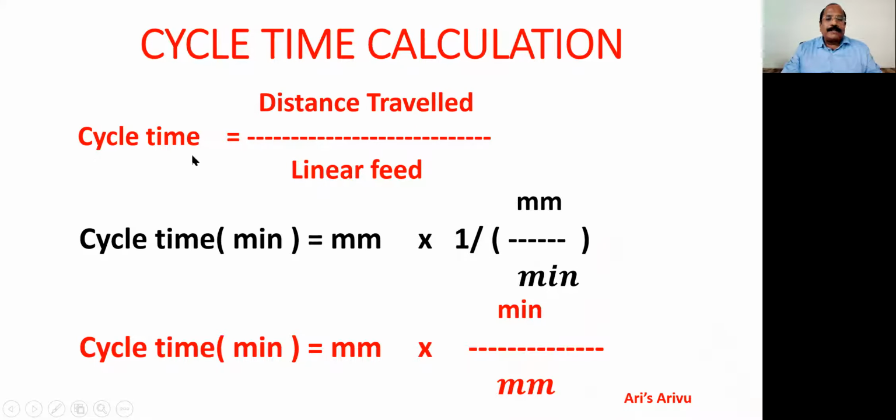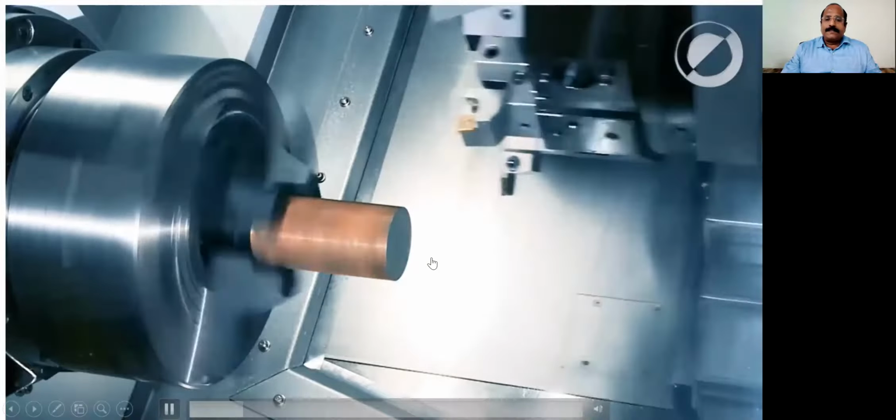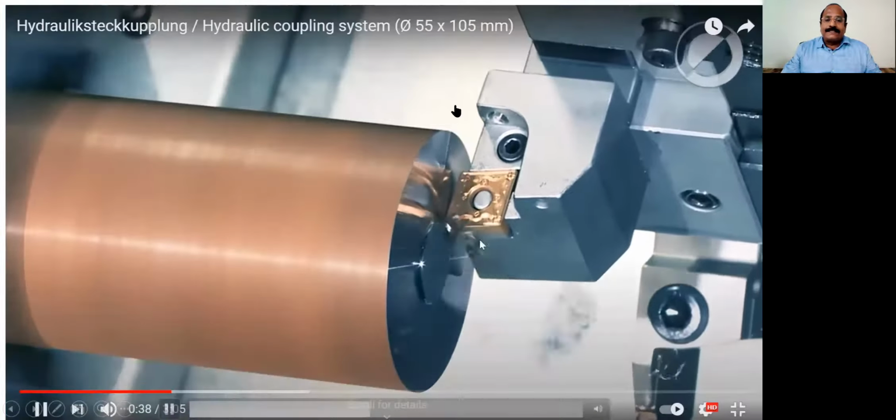The cycle time equals the distance the tool traveled, that is how much material is removed, divided by the linear feed. You convert the distance into millimeters and divide by millimeters per minute. When you resolve this, the millimeters cancel and you get minutes. This is simple logic, so you don't have to remember the formula and you can apply it for various operations. Now we can see a simple turning operation, wherein in the facing operation, the radius is the distance traveled.